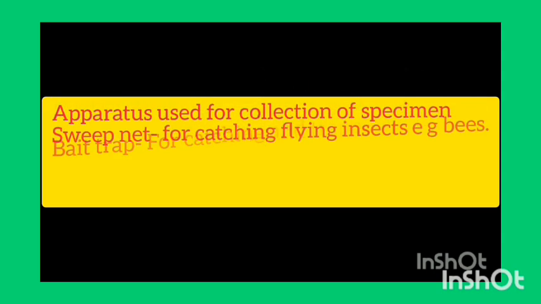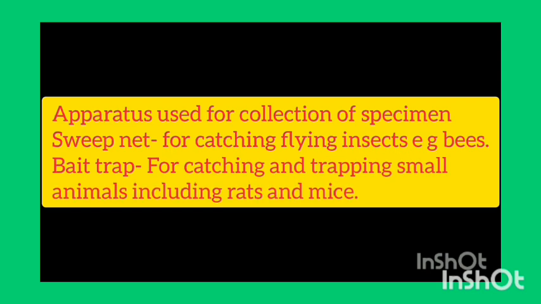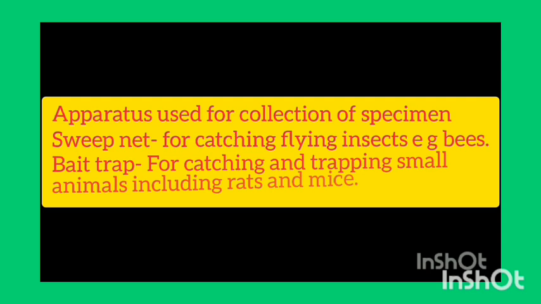Then we have apparatus. I'll take you through apparatus used for collection of specimens. The first one is the sweep net, which is used for catching flying insects. Bait trap. This is for catching and trapping small animals like rats and mice.